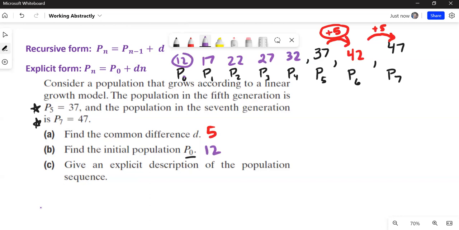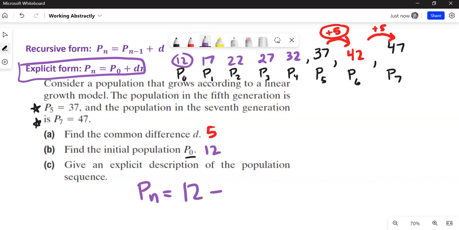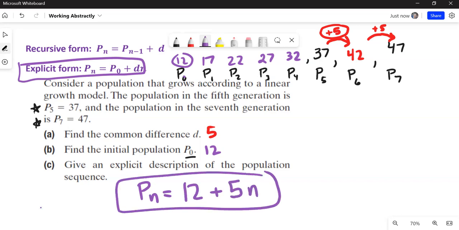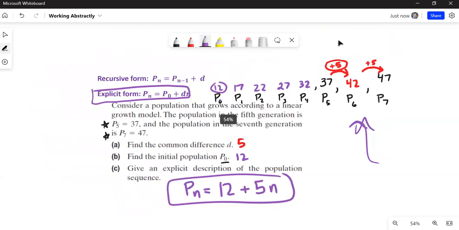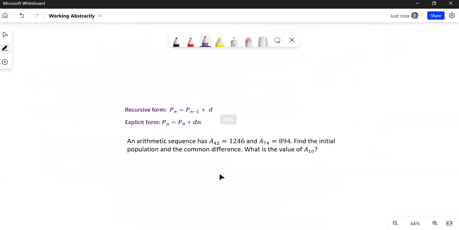Okay. And then finally, it says, give an explicit description of the population sequence. An explicit description would be following this format right here. And that would be P sub n equals P naught, we found that to be 12, plus the common difference, 5 times n. But the question remains, what if the numbers were further apart? What if it was not so easy just to write down all of the terms like you saw me do above in this situation right here? Well, let's take a look at one last example that would deal with that.